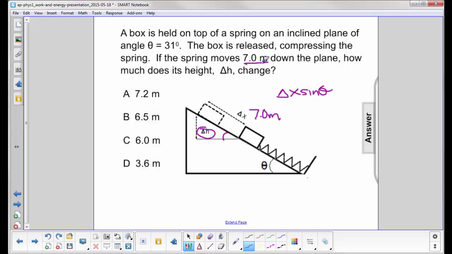So we plug in 7 meters into the delta x. We take theta, 31 degrees, take the sine of that angle. We carry out the math, and we get delta h is 3.6 meters.